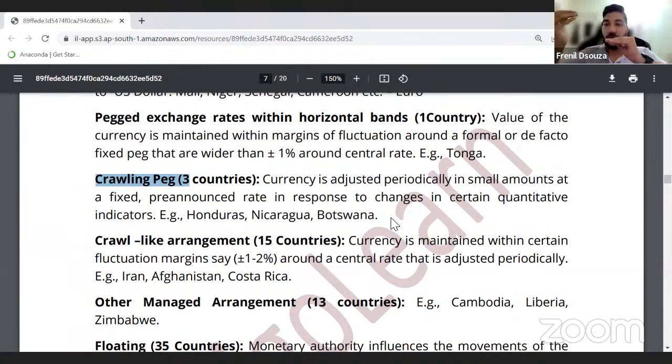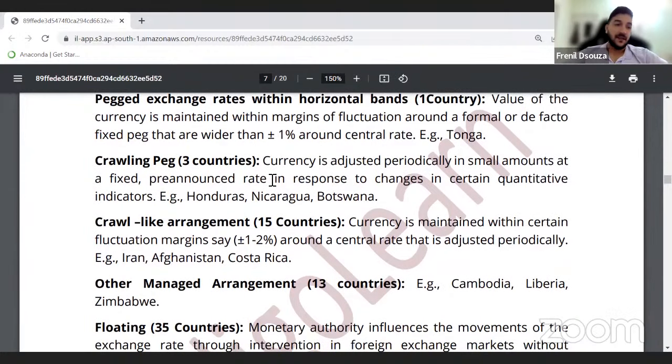It could be 0.25, or it could be 0.5. So you're going to increase or decrease. That is a decision the government has to make based on certain quantitative indicators. But here also a fixed peg is there, but the changes are made in small amounts at a fixed pre-announced rate. That is a very important feature.